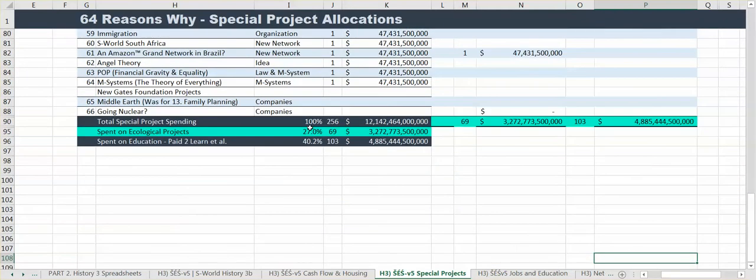And we see that 27% are ecological, 40.2% are educational. But included in that figure, I've put in the infrastructure and power and all sorts of other things, which are relatively essential also for special projects. It's a facilitating amount.